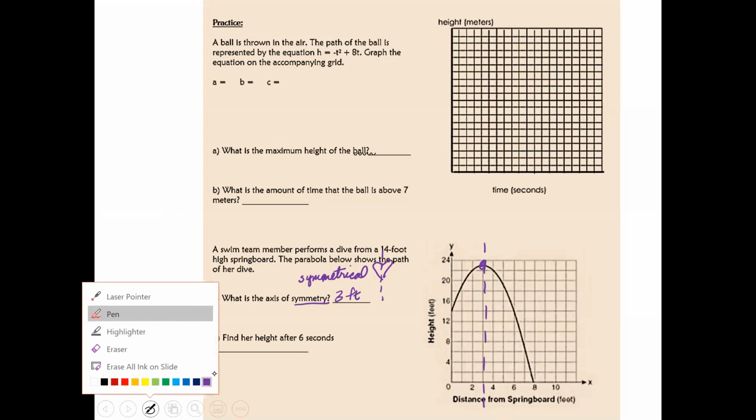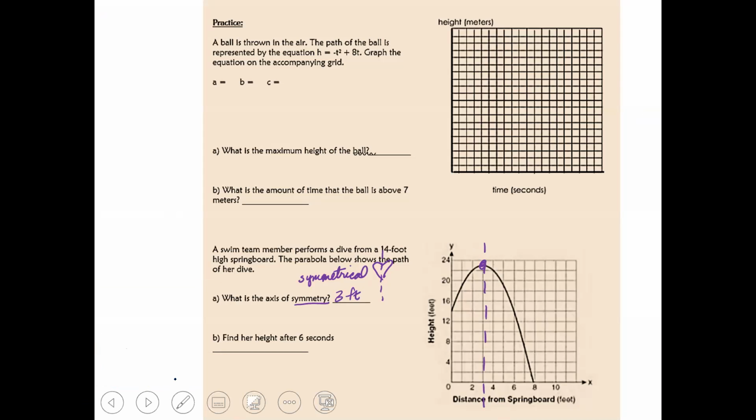Find the height after 6 seconds. So if I look at 6 seconds, and her height in this situation is going to be at 14 feet.